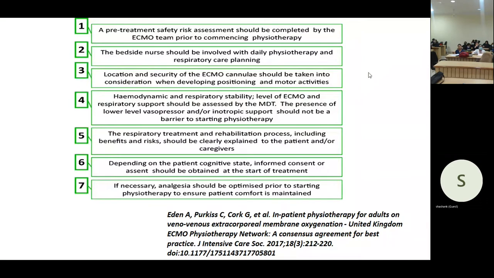So the respiratory parameters: the oxygen requirement should be less than 60%, saturation should be equal or more than 90%. In the blood gases, PO2 should be more than 60 mmHg. Carbon dioxide should be less than 80 mmHg. And the patient's respiratory rate should be less than 30 breaths per minute with pH of more than 7.25 and PEEP of less than 10 centimeters of water. Clear?